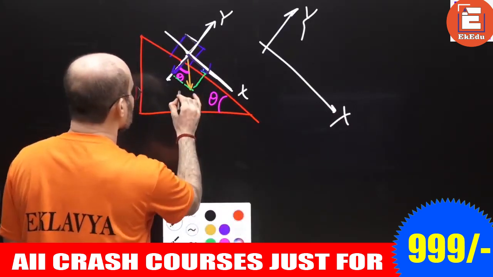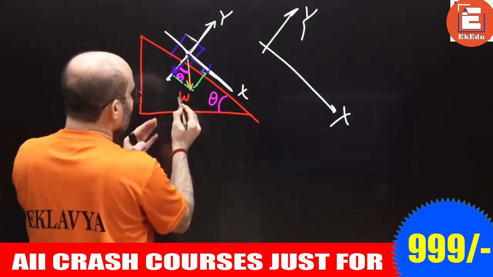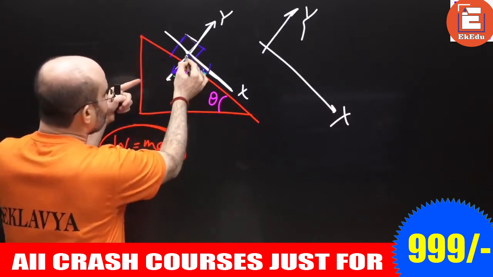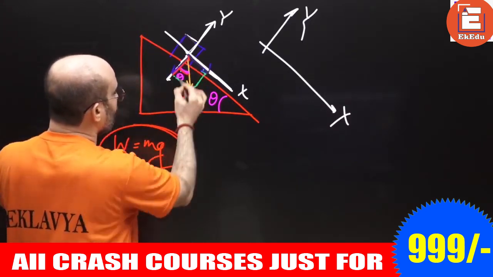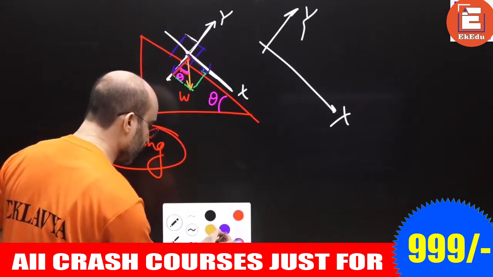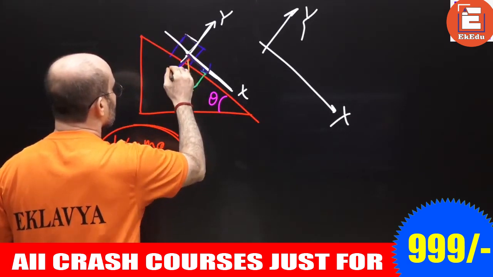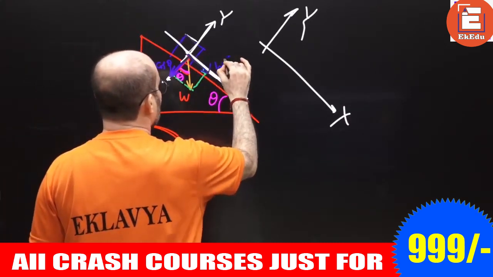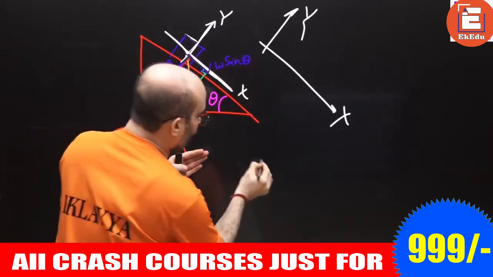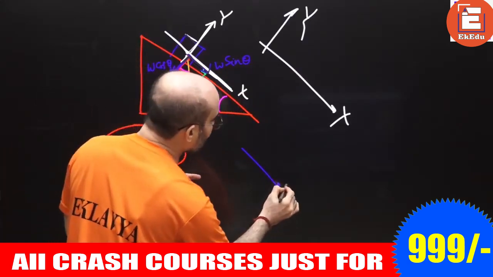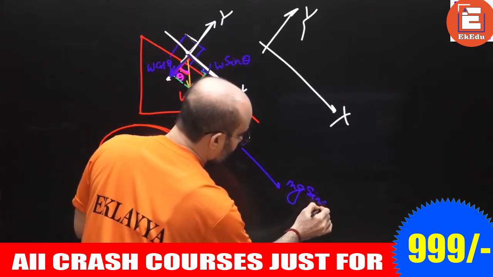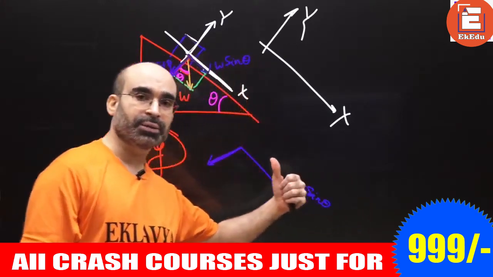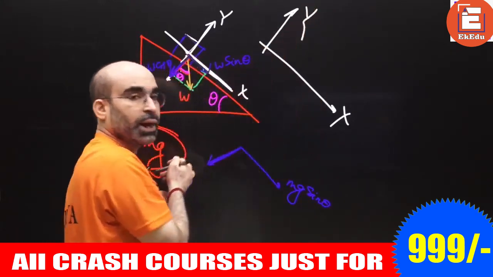What is weight here? Weight is W, right? So here you will say W equals mg. Okay, so one component. If this is theta, mind it, this triangle will give us this. This will be W cos theta, and this would be W sin theta. That means along the x-axis you have mg sin theta, and along the y-axis, and one more thing that we need to understand, if this is the positive y-axis, this is the negative y-axis.